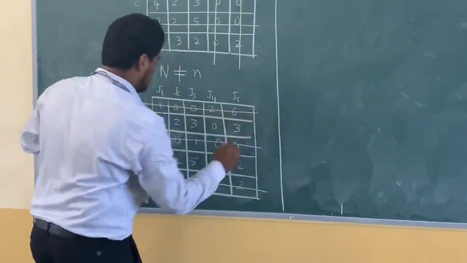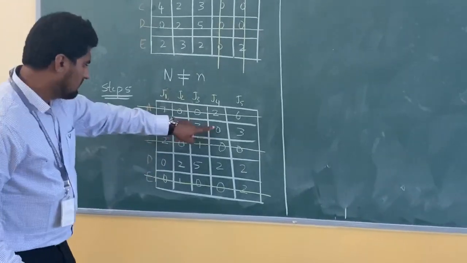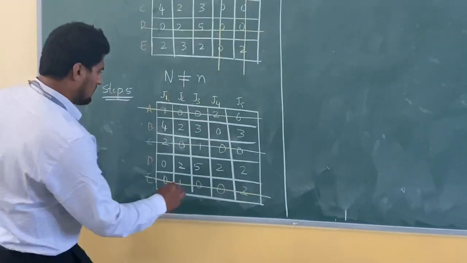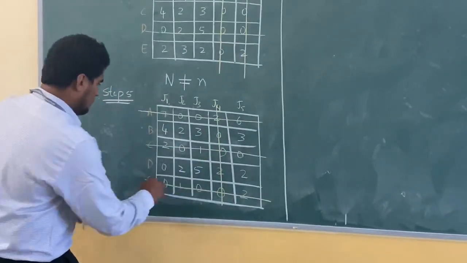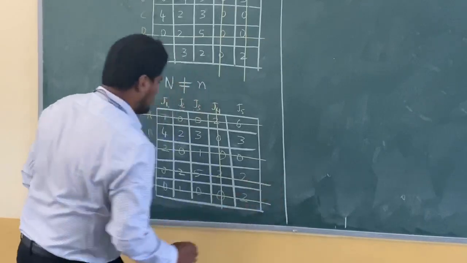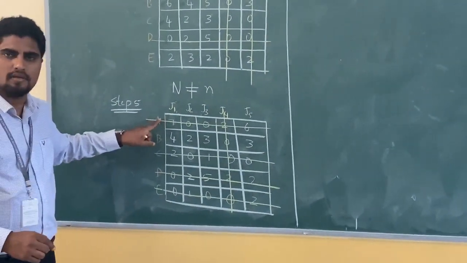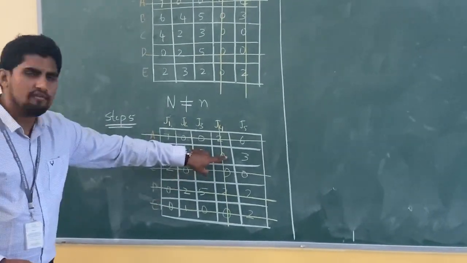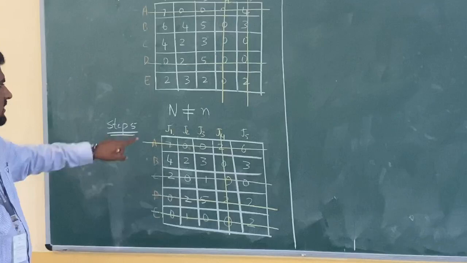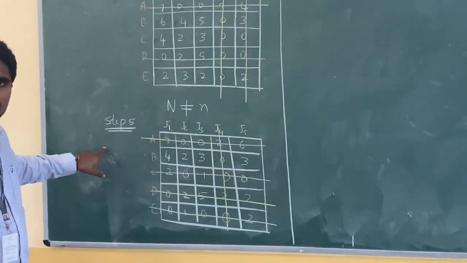So we have 2 more zeros here. Again, here we have 1 zero, here we have 1 zero, right? So if I strike off this, and here 1 more zero. Now you need to check whether capital N equals small n. Here we have 1, 2, 3, 4 and 5. So this condition is satisfied, capital N is equal to small n.